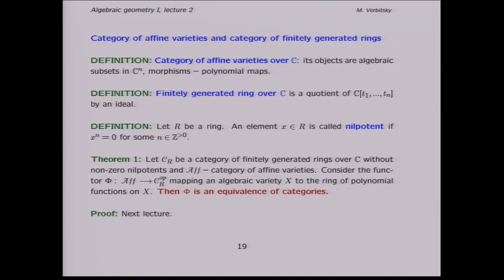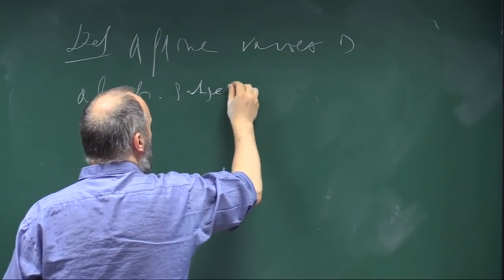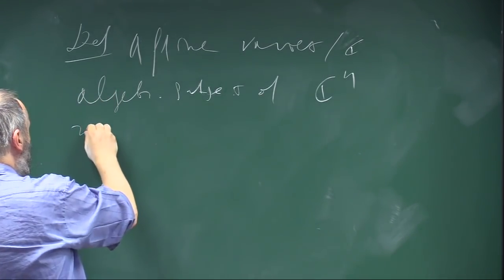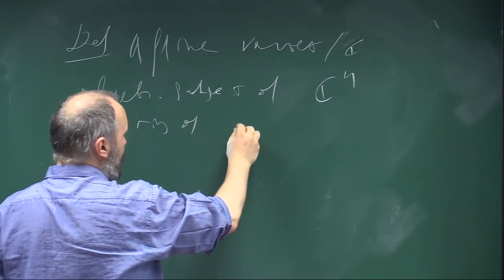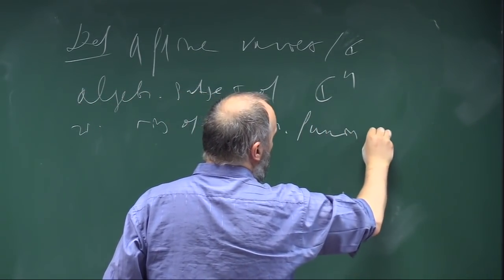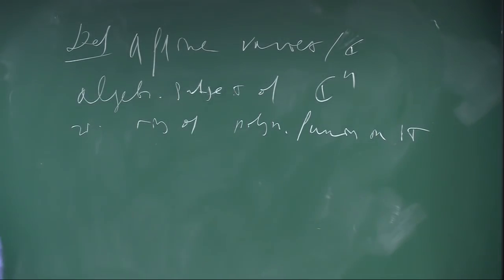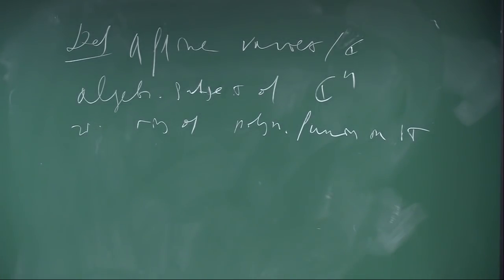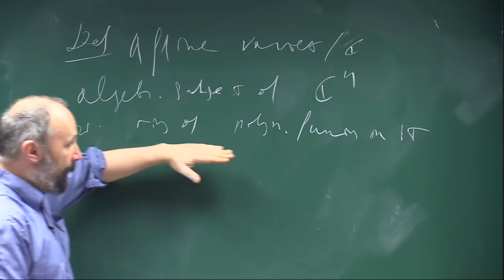So last time we discussed the category of affine varieties. By definition, an affine variety is an algebraic subset of C^n. So it's an affine variety over C: an algebraic subset of C^n with a ring of polynomial functions. So an algebraic variety, if you forget, is a subset which is given by polynomial equations. You have finitely many polynomial equations, they define a certain subset, and you consider the subset with its ring of polynomial functions on it.